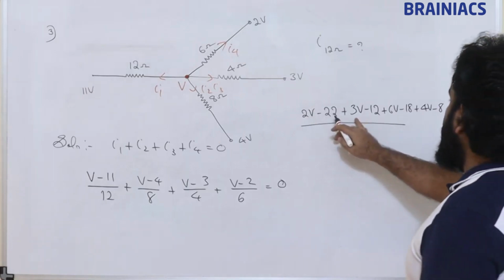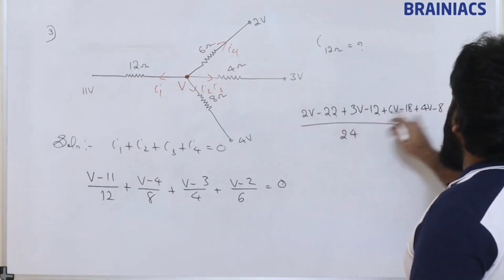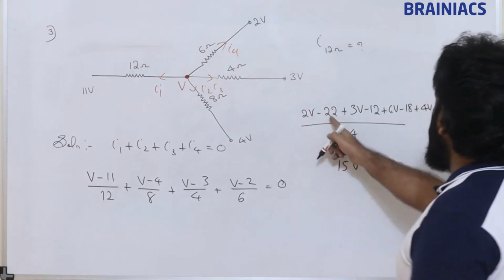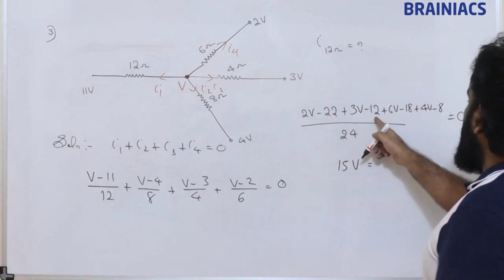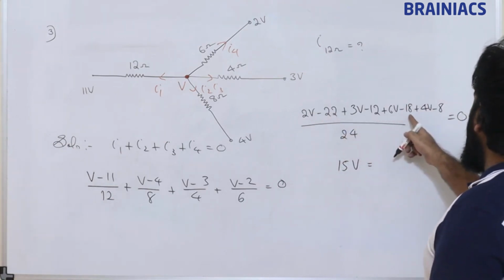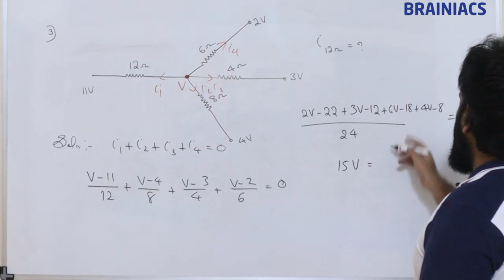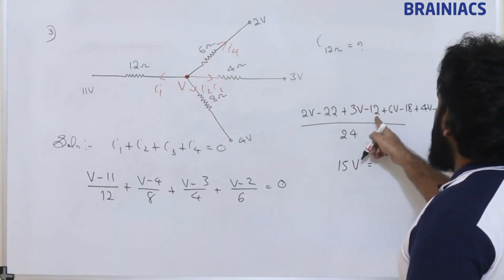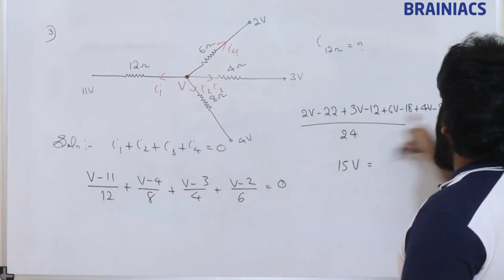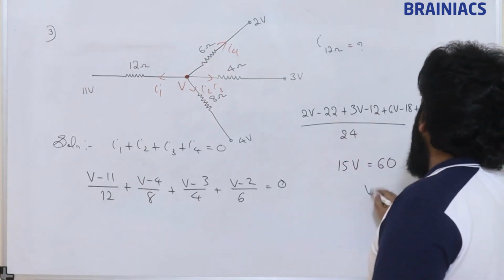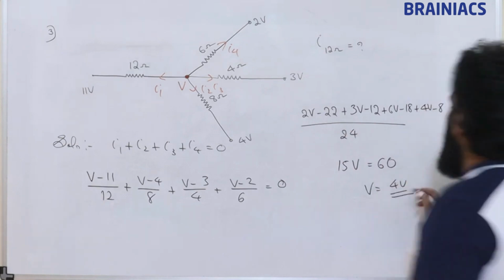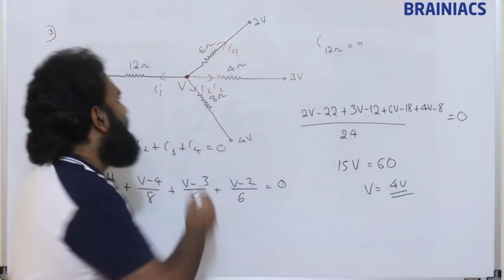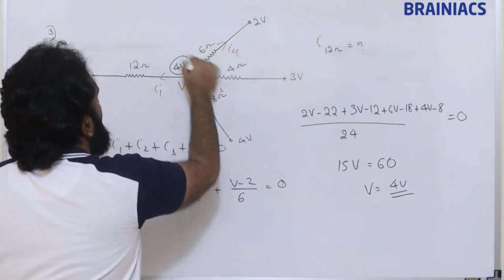So what are we getting? 15V is equal to how much? 22, 34, 44, 52, 60. So voltage V is equal to 4 volt you will be getting. Clear? Once we get 4 volt, the remaining things are easy. Just we got here 4 volt.